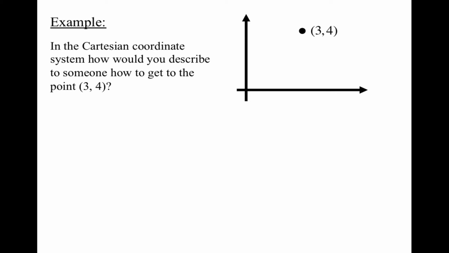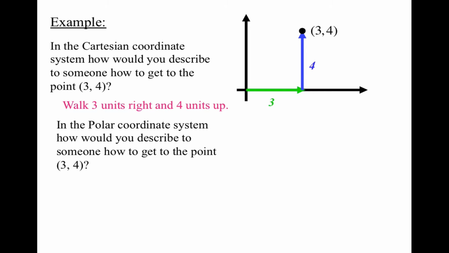So in the Cartesian coordinate system, how would you describe to someone how to get to the point 3, 4? We would say walk 3 units right and 4 units up. Now in the polar coordinate system, how would you describe how to get to the point 3, 4? We know we need to turn our body so many radians and walk so many units towards 3, 4. How am I going to calculate those values given just the 3, 4?